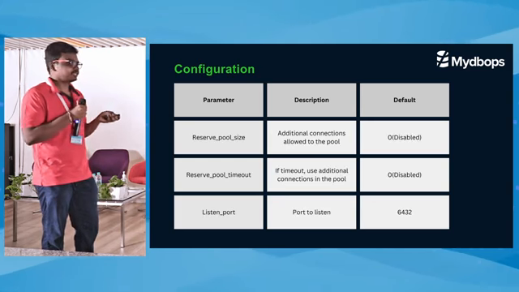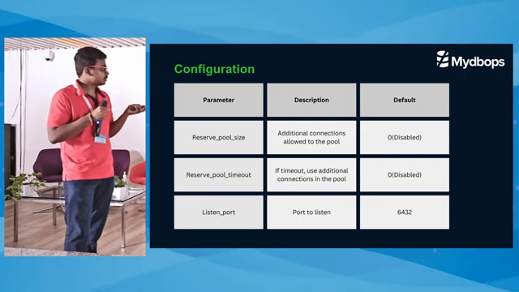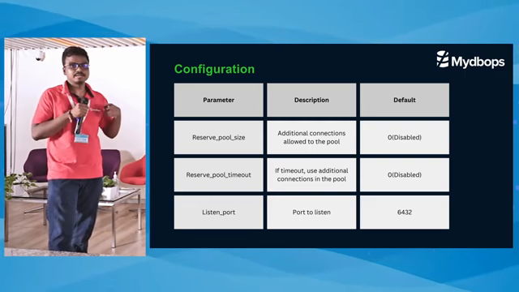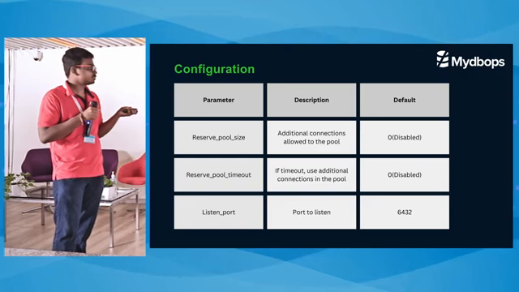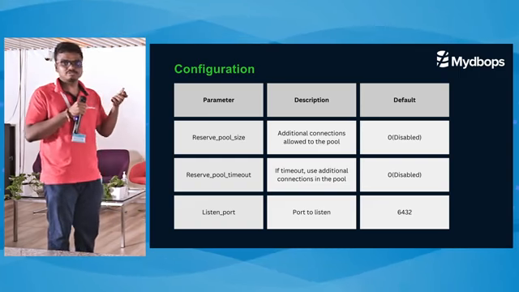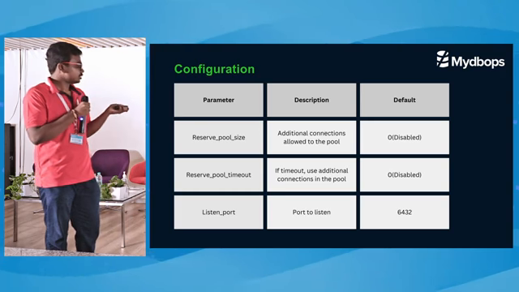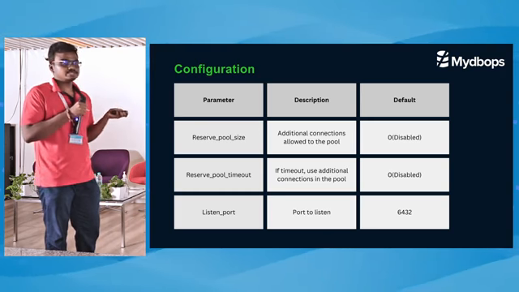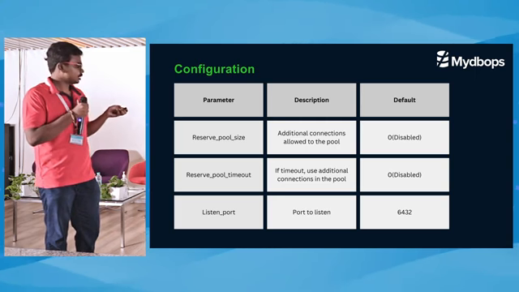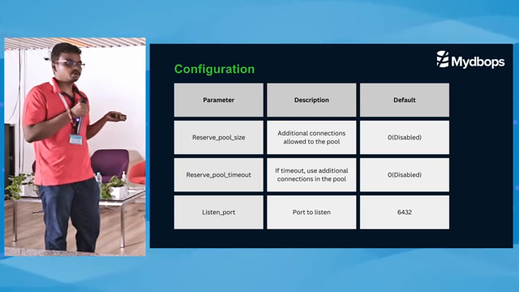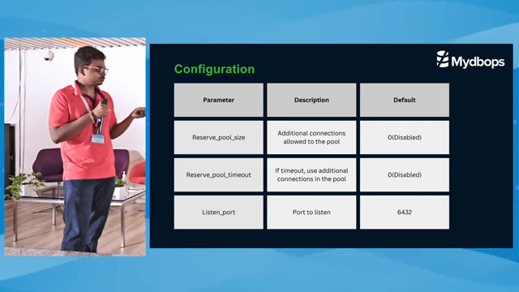And the reserve pool size: in case of any sudden spike in traffic, you may need some kind of reserved backup. So in such a situation of sudden huge traffic, you can make use of the reserve pool size. And reserve pool timeout says how much time we need to wait before using the reserve pool. And the listen port says on which port you want Pgpool to run. Default is 6432.